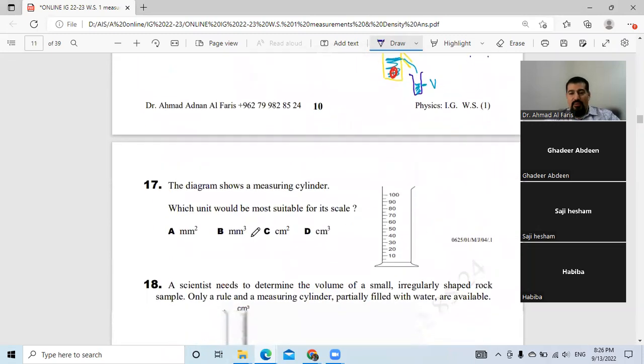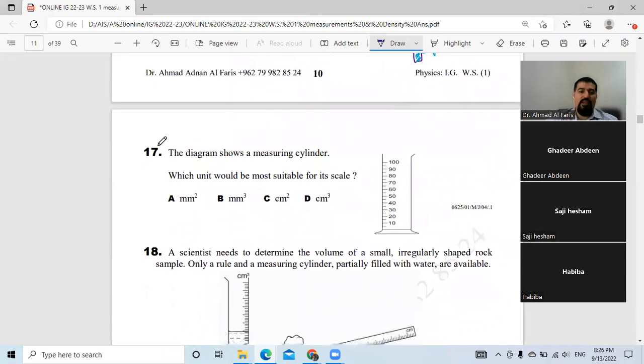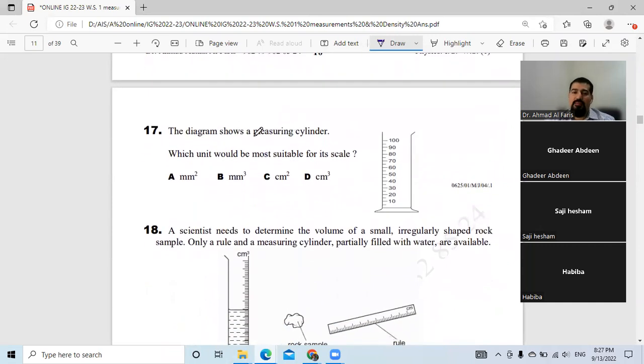Now let's move on through the multiple choice questions about volume. Question number 17. The diagram shows a measuring cylinder. Which unit would be the most suitable for its scale? What's the unit? Yes, another answer. It cannot be square. And it cannot be millimeter. So it is centimeter what? Cube. So the answer is 16. Yes, thank you, Aya. Be careful, Mu'min. It is not millimeter cube. Millimeter cube, you are going to study with another instrument in chemistry, which is not a measuring cylinder.